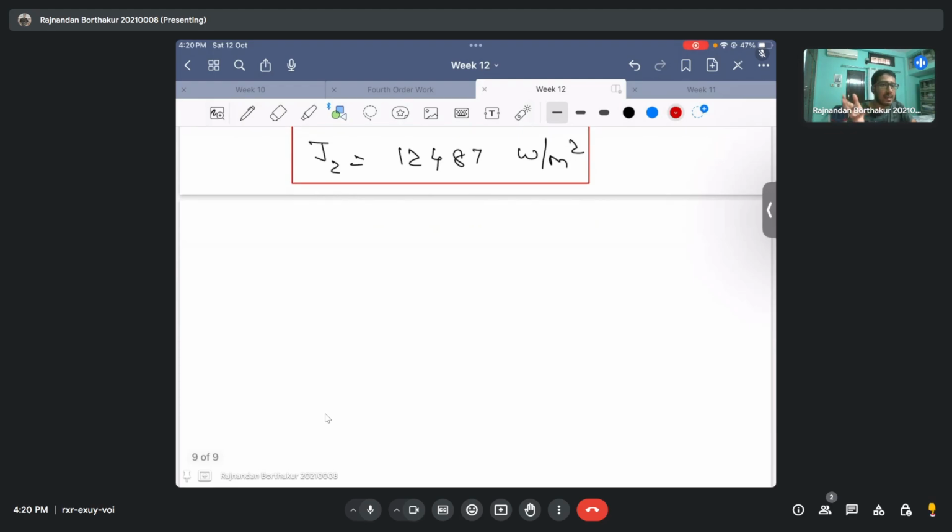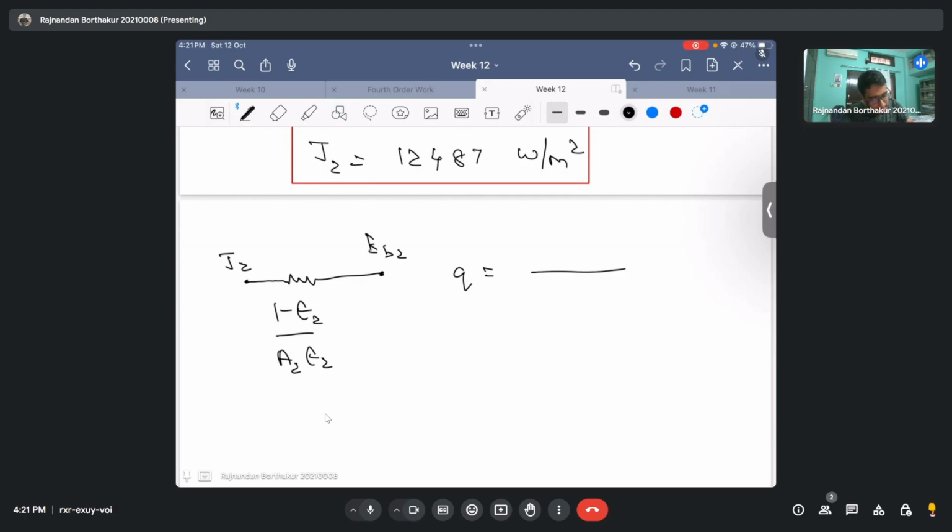Remember, we need to calculate the net radiation that strikes surface 2. And since surface 2 is not a black body, this means in between my radiosity node of surface 2, which is J2, and there will be an EB2, there will be one more resistance, which is (1 minus epsilon 2) by A2 epsilon 2. Which means the net radiation exchange with surface 2, Q, can now be written as EB2 minus J2 divided by (1 minus epsilon 2) by A2 epsilon 2.